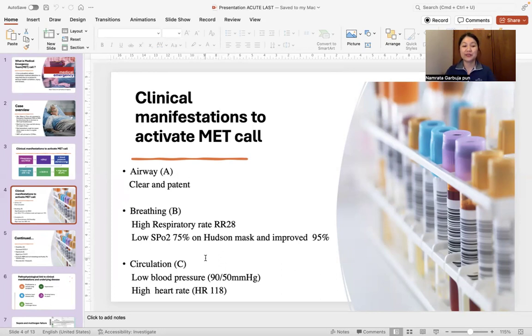Let's talk about circulation, which is one of the clinical manifestations to activate a med call. She has a low blood pressure, which is 90 over 50, and another clinical manifestation is a high heart rate, which is 118. Her high heart rate of 118 and low blood pressure of 90 over 50 show that she has severe sepsis and possible circulatory shock. Due to this reason, the med call was activated. Her heart rate was 118 because her heart needs to compensate for the low blood pressure.